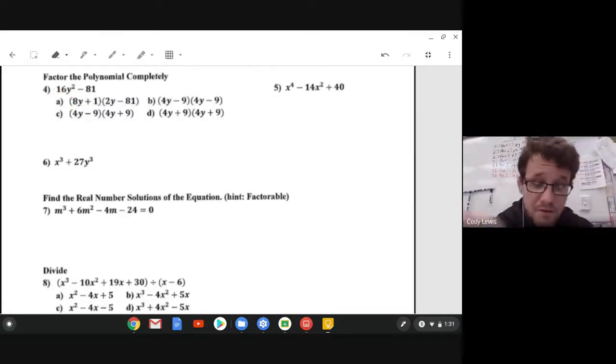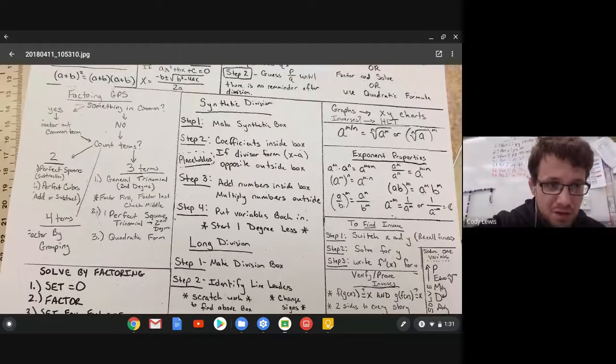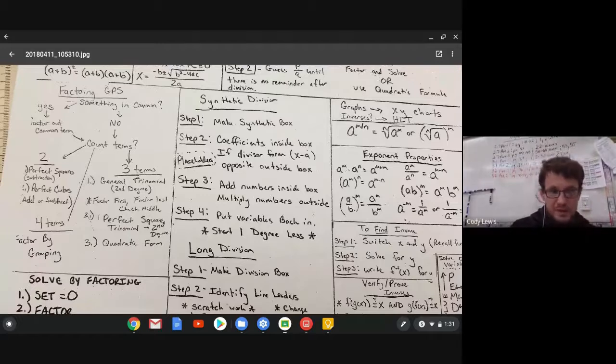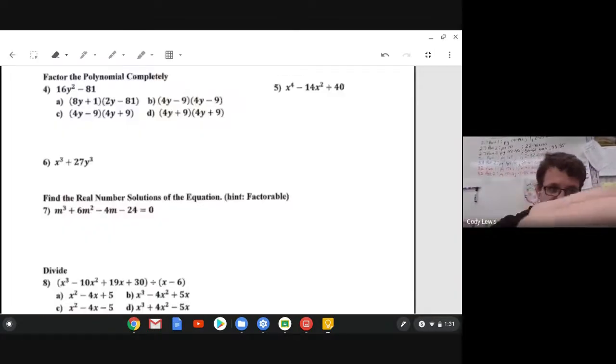So 5. For 5, we have x to the fourth minus 14x squared plus 40. So I'm going to go back to my little factoring GPS, and I know that there's nothing in common, and then I count the terms. There are 3 terms. General trinomial, that's our normal. Break down the first, break down the last, check the middle. And remember, even though this is x to the 4th, because it goes x to the fourth, x squared, and then no x's, that's like that quadratic form thing. You can break this down just like you've done before.